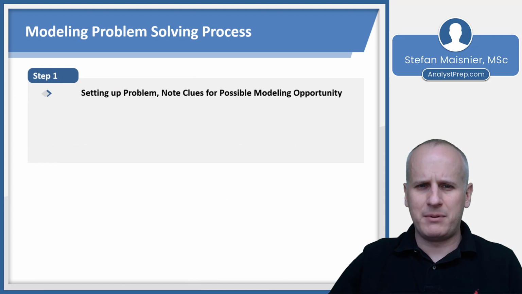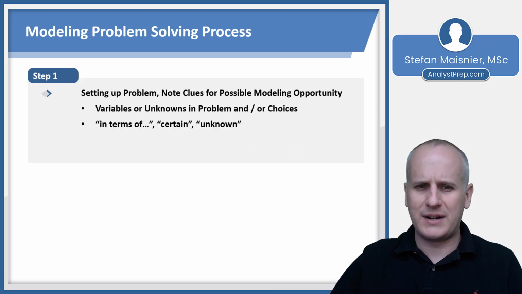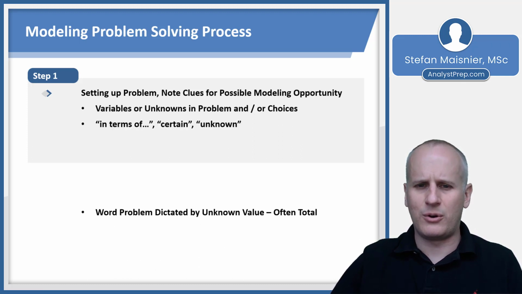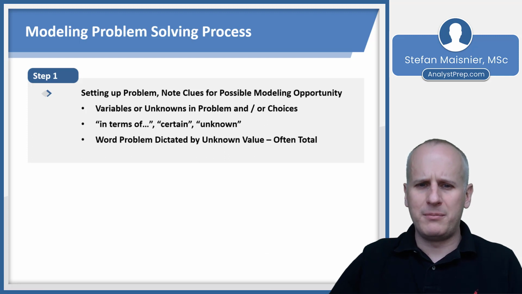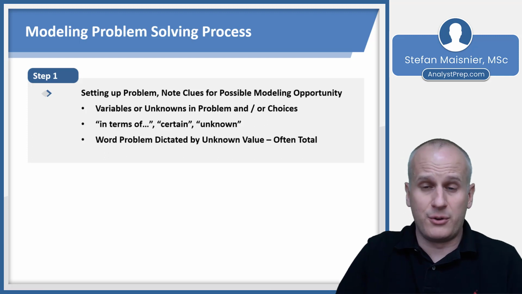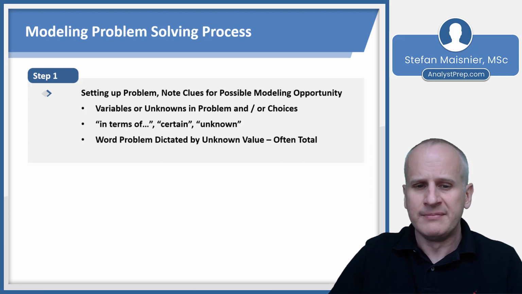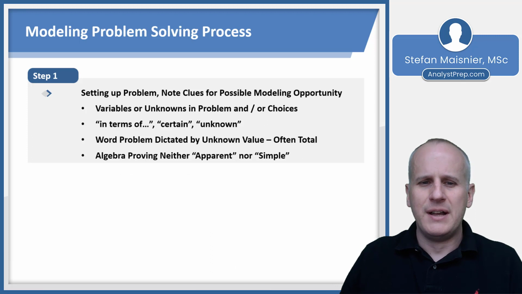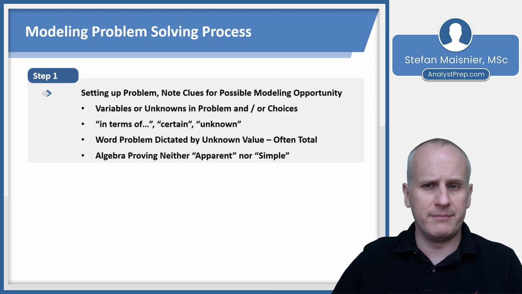First, set up the problem, and note the clues for the possible modeling opportunity. Variables or unknowns in the problem and/or the choices, those phrased in terms of certain or unknown. A word problem that's dictated by an unknown value, often a total. In this case, it wasn't a total. It was the rates of these two other people and their average. And algebra ultimately proving neither apparent nor simple to you in the moment. And that's just an honest assertion that you have to make on your own about what your skill level is with the algebra.